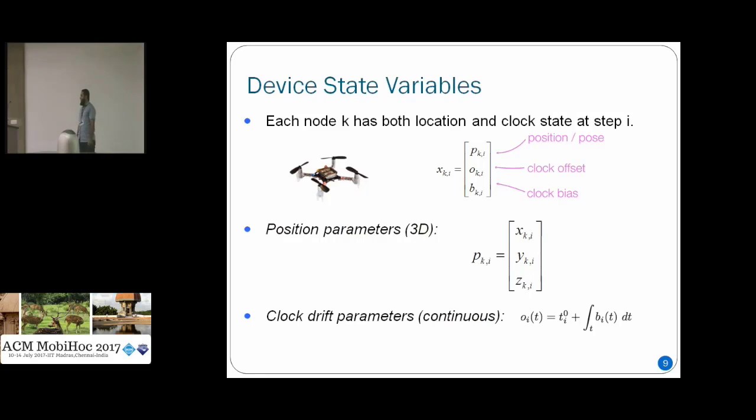Concerning the states in our system, as I said, we are concerned about localization and time synchronization. So our state is the 3D position, X, Y, Z. We're also concerned about the clock offset of each node, the clock bias. The clock offsets are relative to one of the nodes, which you can pick randomly. It's like the global node.